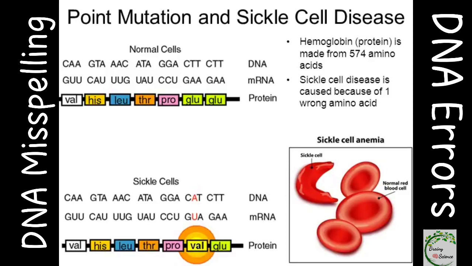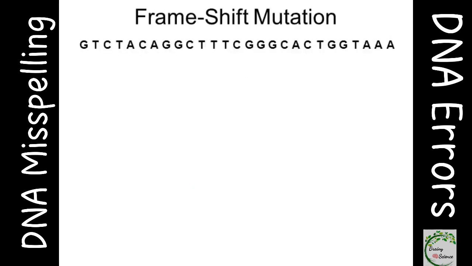574 amino acids, and one of them is wrong. So this process of assembling amino acids has to be perfect. This is a great example of what can go wrong if just one amino acid has been changed.